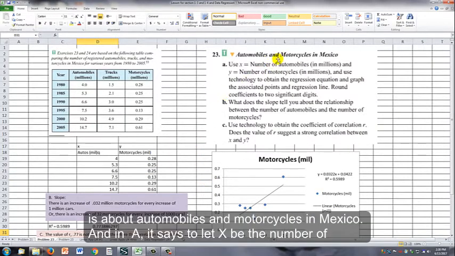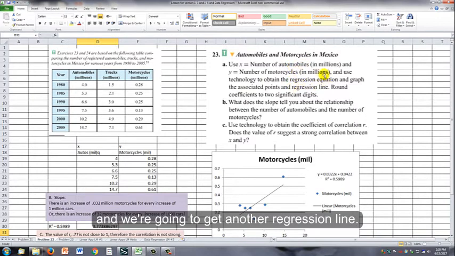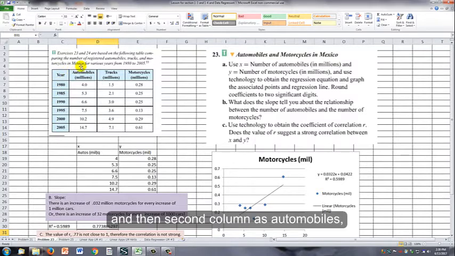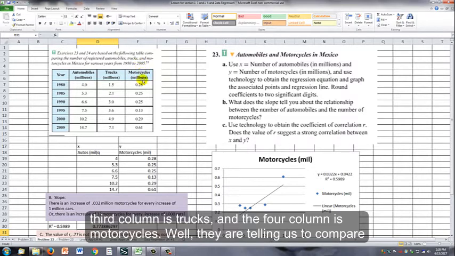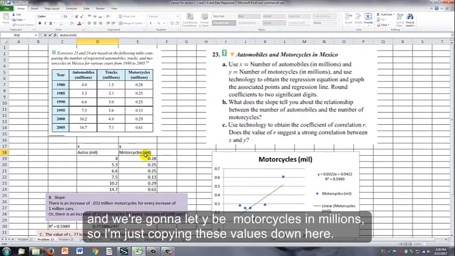This is about automobiles and motorcycles in Mexico. In part A, it says to let X be the number of automobiles in millions and Y be the number of motorcycles in millions. And we're going to get another regression line. This chart has years, and then the second column is automobiles, the third column is trucks, and the fourth column is motorcycles. They're telling us to compare motorcycles with automobiles, so we're going to let X be automobiles, and we're going to let Y be motorcycles in millions.